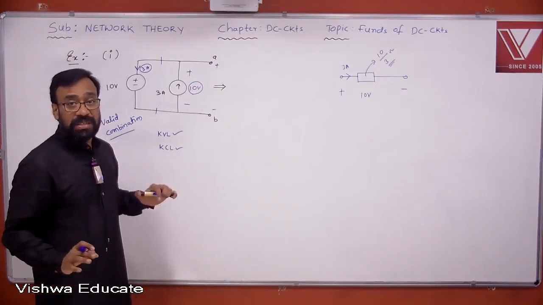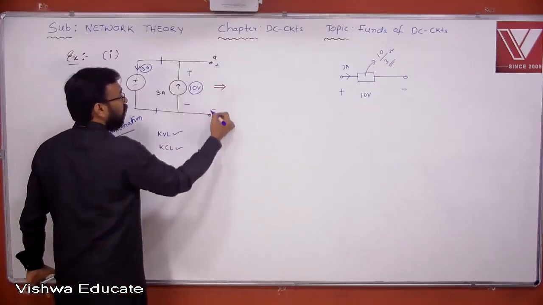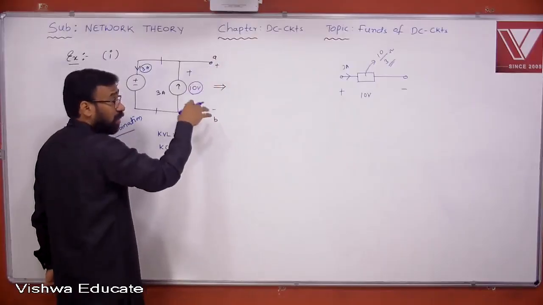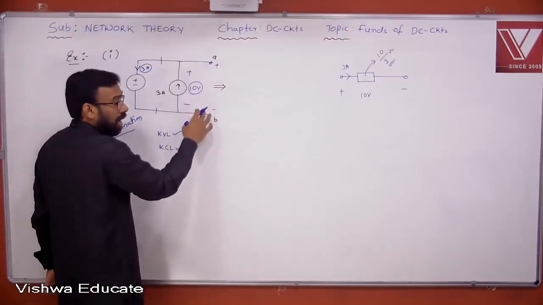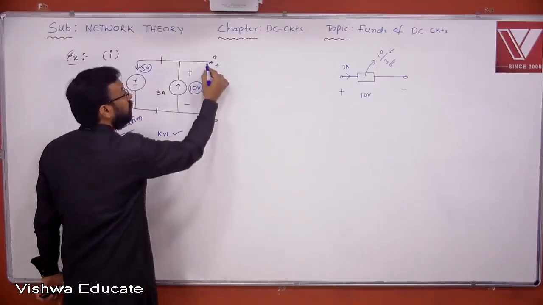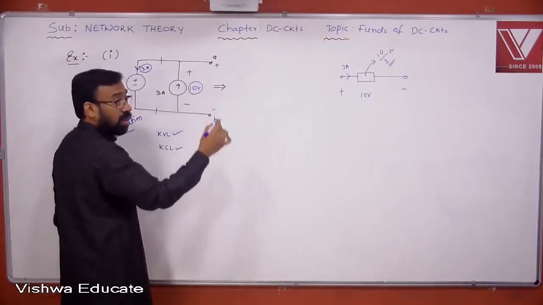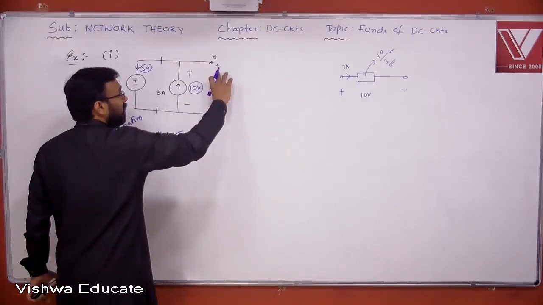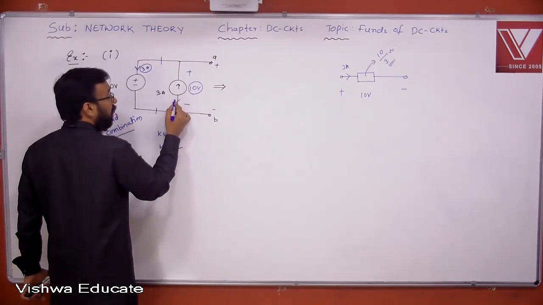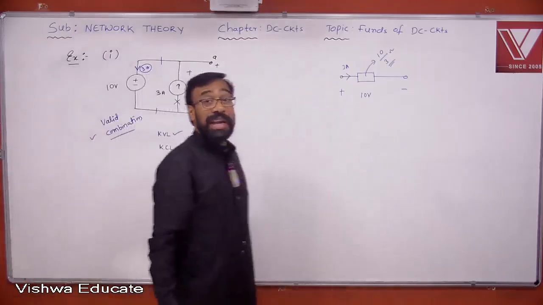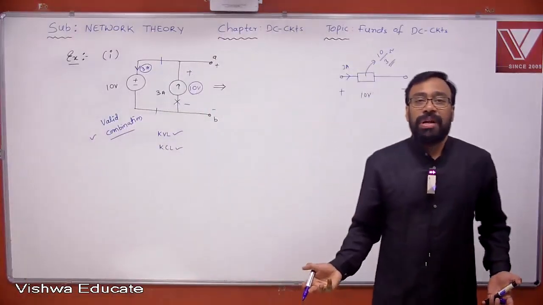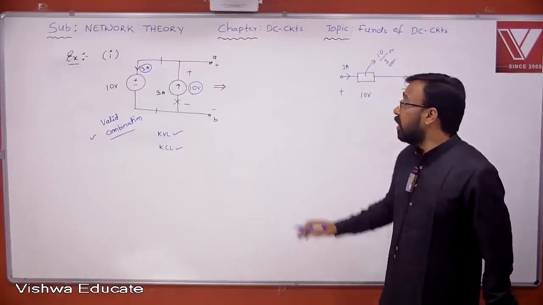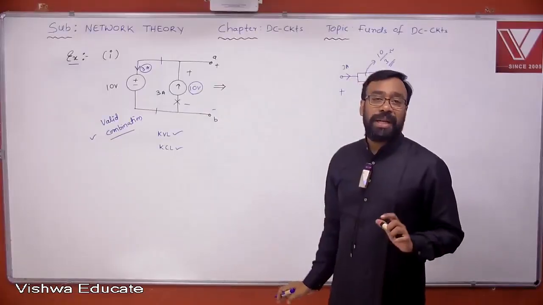No, not at all. That means, as far as these terminals are concerned, usually AB terminals are considered to be load terminals in this particular case. Assume that there is a load, some 1 ohm resistor or 10 ohm resistor or bulb or fan or whatever, some load is connected here. As far as load terminals are concerned, the 3 ampere current source can be neglected because it is not having any impact. The value of the current source doesn't have any impact on the potential difference between AB terminals.